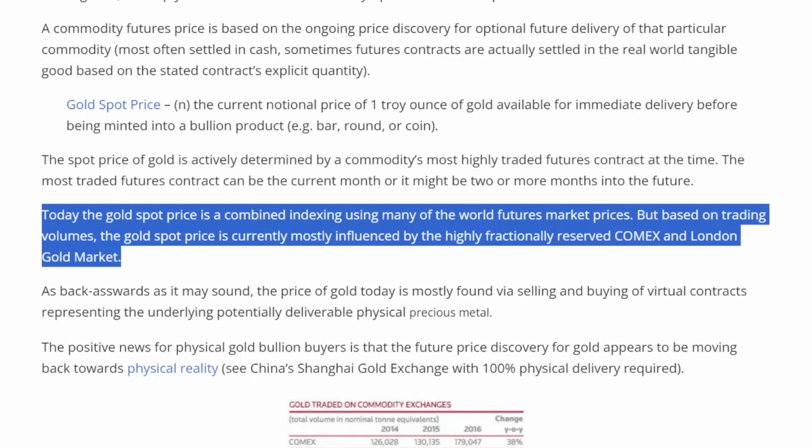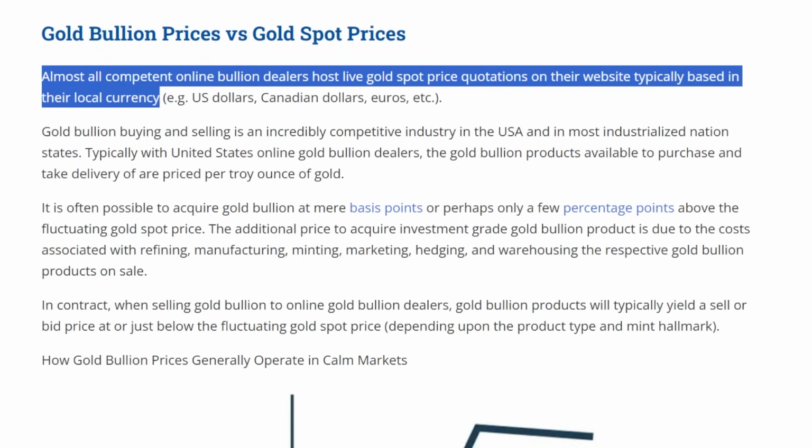So spot price does take into account futures pricing, but also the trading that's going on right now in New York and London. They also say almost all competent online bullion dealers host live gold spot price on their website, typically based in their local currency. Wait a minute. Does this mean they can pick whatever they want for spot price? Well, I actually asked this very question to CPM Group founder Jeffrey Christian regarding silver spot price last summer. Listen to what he had to say.